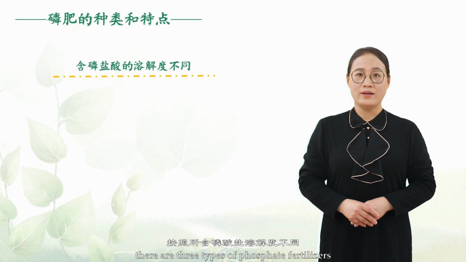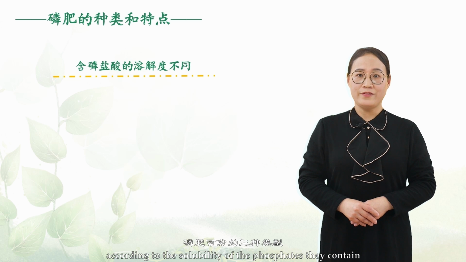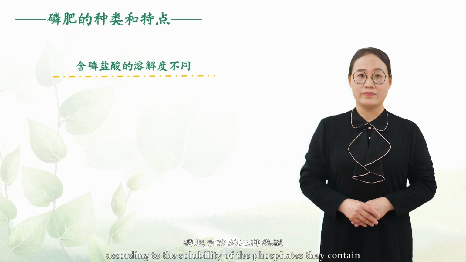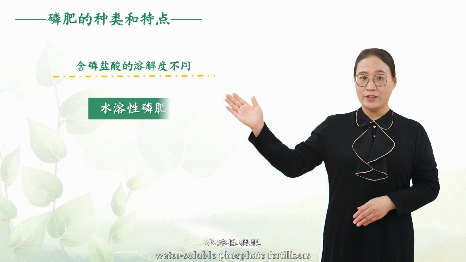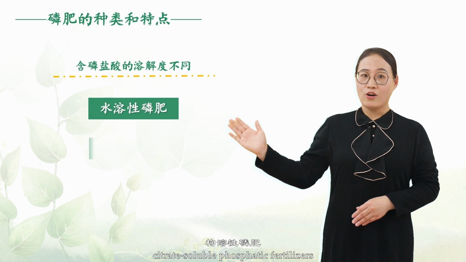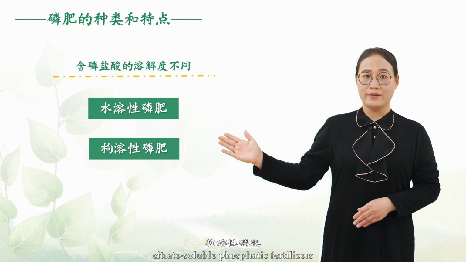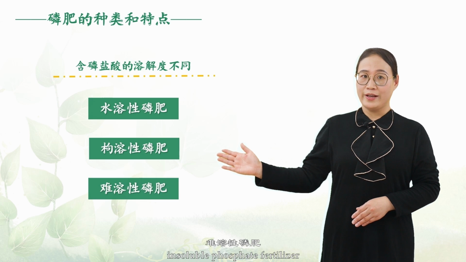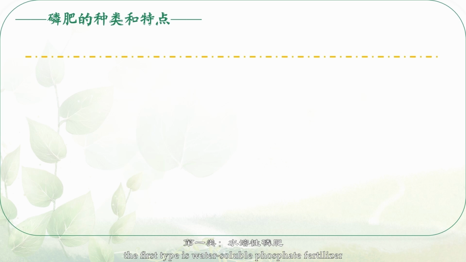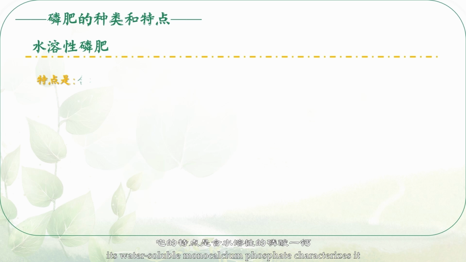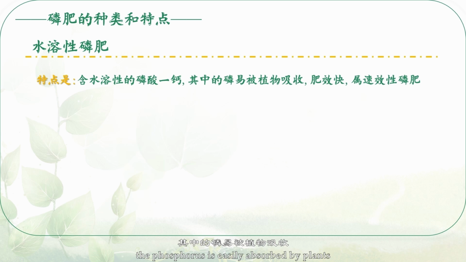There are 3 types of phosphate fertilizers, according to the solubility of the phosphates they contain: water-soluble phosphate fertilizers, citrate-soluble phosphatic fertilizers, insoluble phosphate fertilizer. The first type is water-soluble phosphate fertilizer. It is characterized by water-soluble monocalcium phosphate. The phosphorus is easily absorbed by plants and acts fast, which makes it a fast-acting phosphate fertilizer.